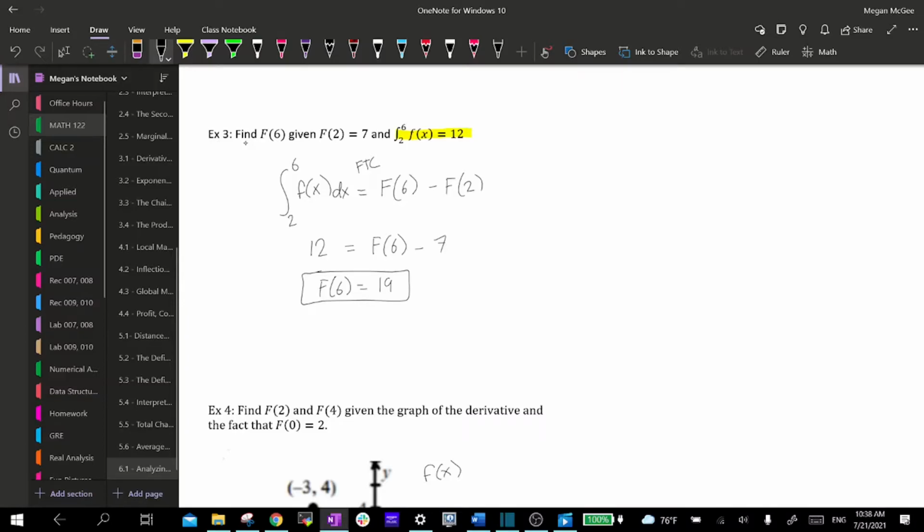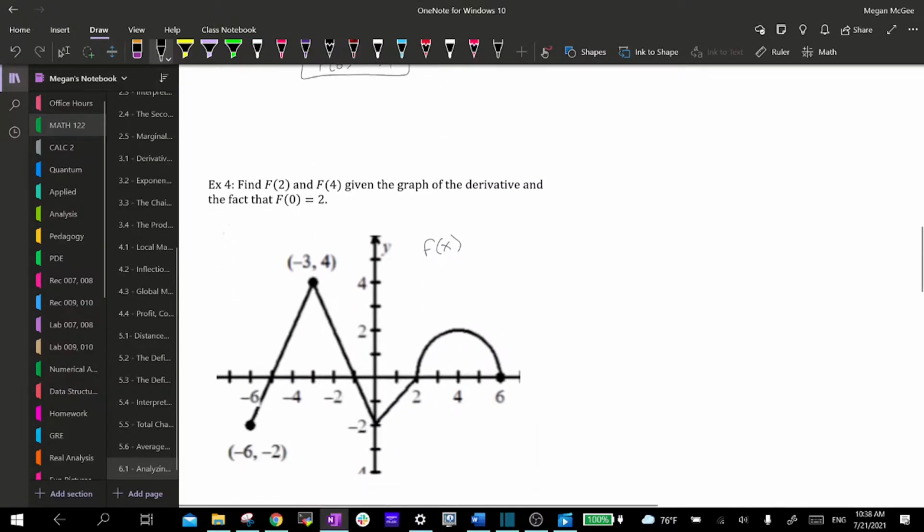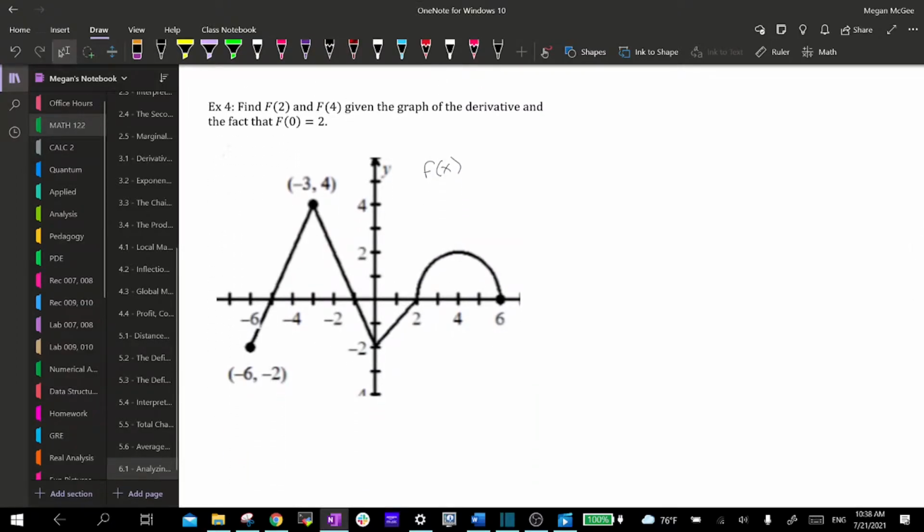Moving right along to example 4. Here we're given the graph of a derivative of a function, and we're given that f of 0 is equal to 2. So that's the original function value is equal to 2. And we need to find the original function value at 2 and the original function value at 4. So here we're given the derivative of the function, which remember is the graph of the rate of change. So we've done a problem similar to this in the past.